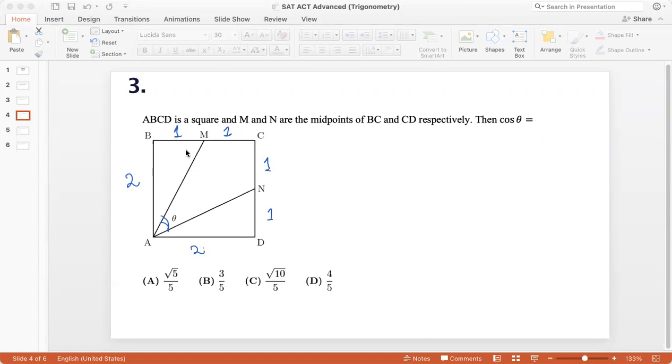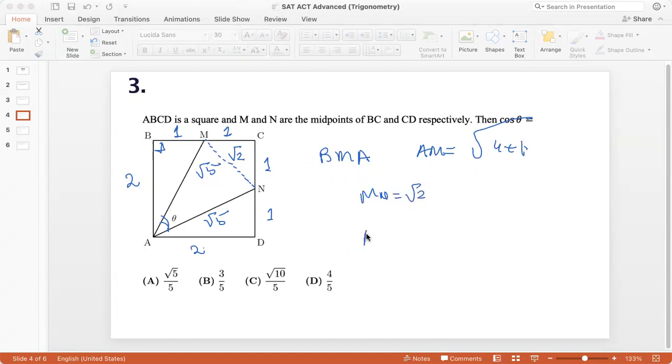So by Pythagoras theorem in triangle BMA, this AM will be square root of 4 plus 1. So this is root 5. And AN will also be root 5 by the same logic. And if I join MN, then this is 1 and this is 1. So this MN will be root 2 by, again, Pythagoras theorem.